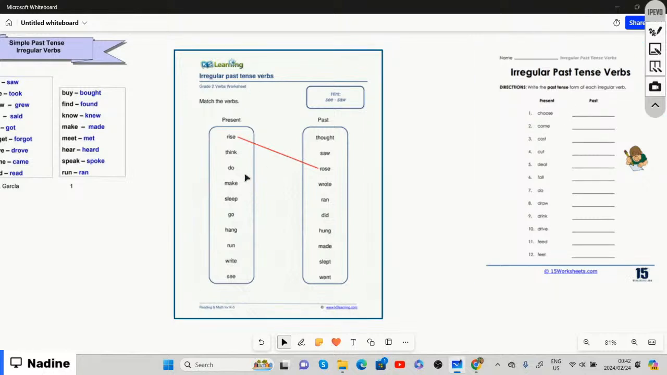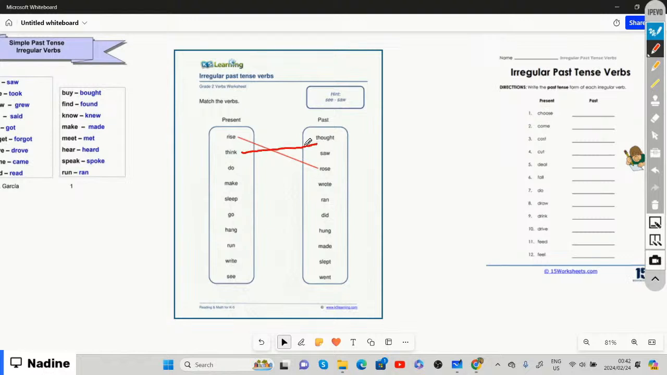Think. What is the past tense of think? All right. So think and the past tense of think. So I think about it. And in the past, I can say, I thought about it. Right? So thought is there.